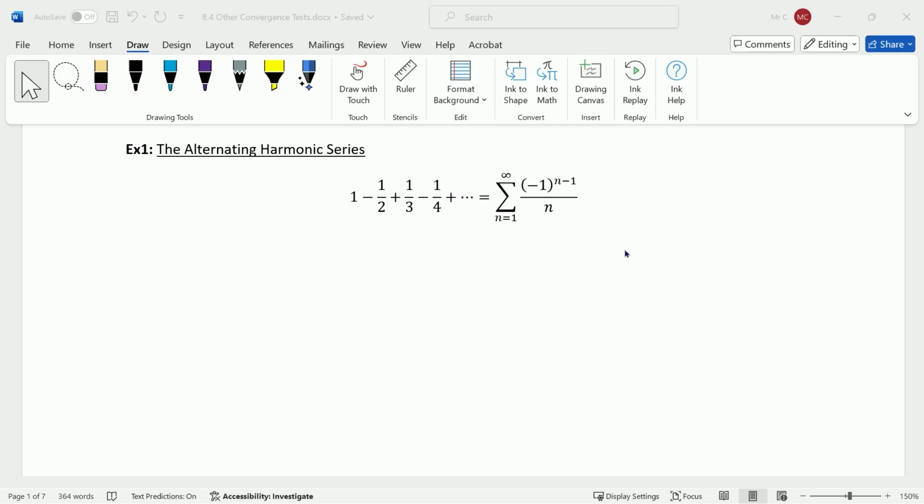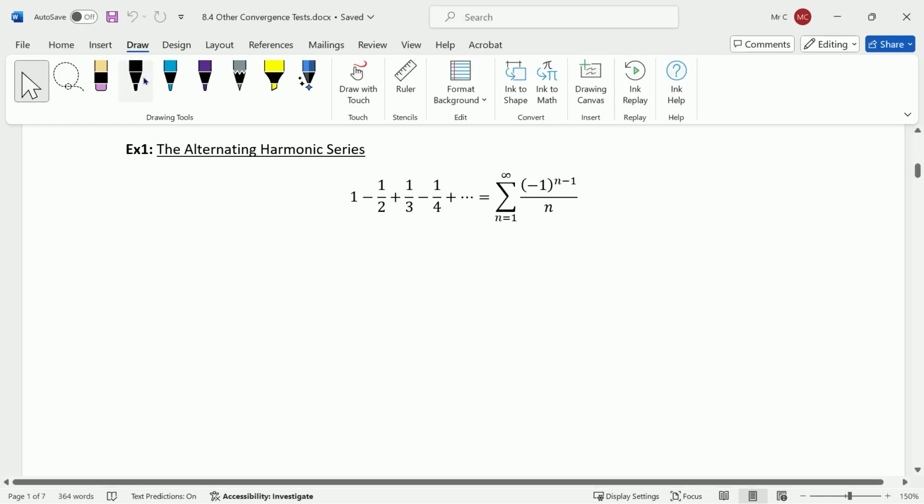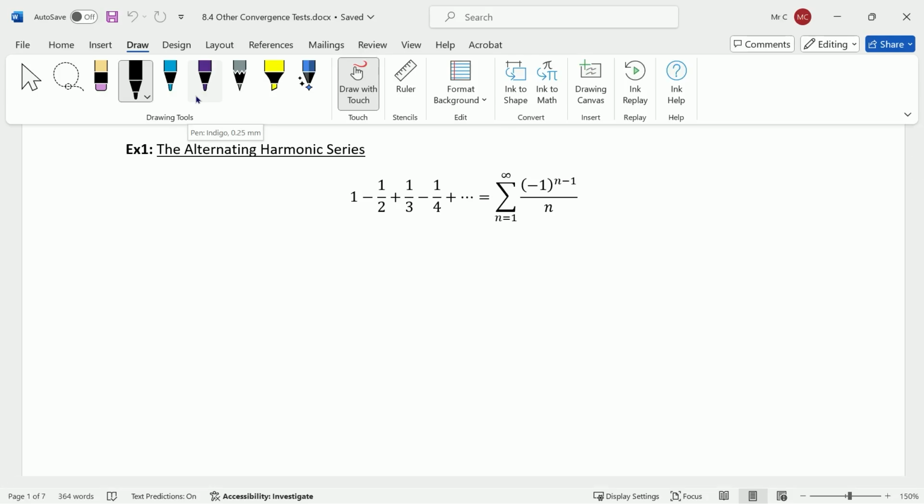Now, to go back to this problem, we want to test if this alternating harmonic series is convergent or divergent. And I think you can tell from the picture, or the tool we just looked at, that it's going to converge. But let's go ahead and actually show that explicitly.